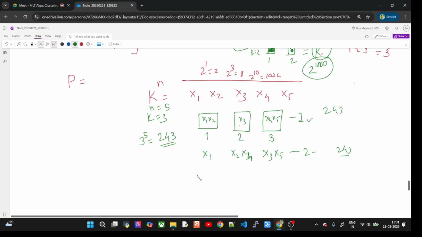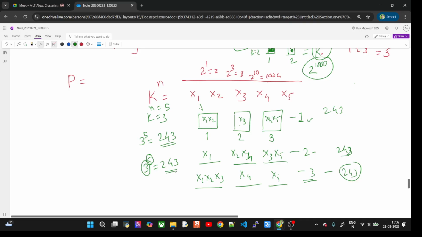And if I do one more time x1, x2, x3, x4 and x5, that is one more way. So how many ways can you try? You can try 243 ways to separate these values, to put these values into these boxes. This is 3 raised to 5 ways, 3 clusters and 5 total points, so that comes to 243. So 243 ways you can put 5 points into 3 boxes.